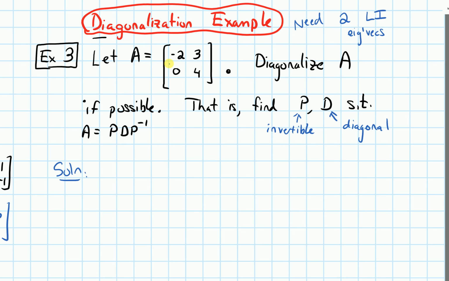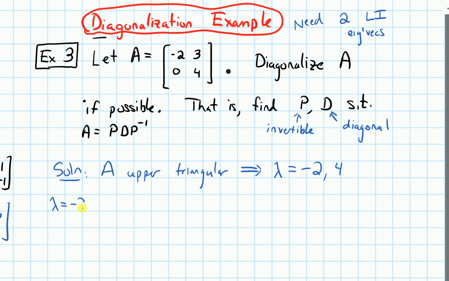First I need to find my eigenvalues. And we get lucky here because our matrix A is upper triangular, so we can see what the eigenvalues are right away. The eigenvalues are just the diagonal entries. So lambda equals -2 and 4. Those are the eigenvalues. Now let's find the eigenvectors for each of these eigenvalues.